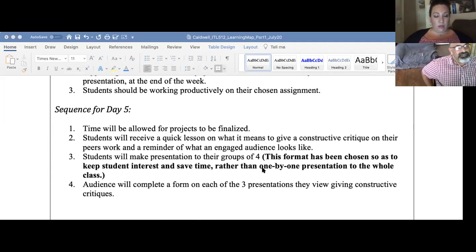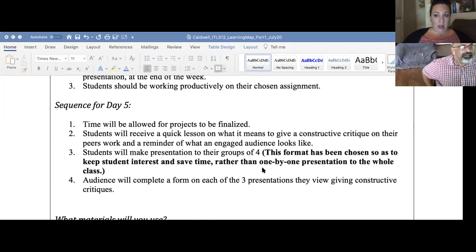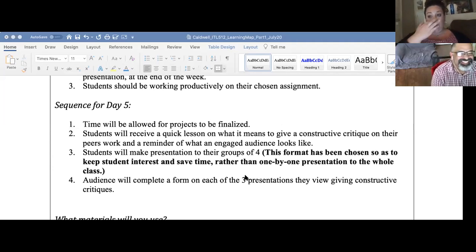Yeah, keep options. See how engaged they were the first 4 days, and then decide how you want to structure day 5. If it went really well, let's do this again. If it didn't go so well, let's review and move on. Right.